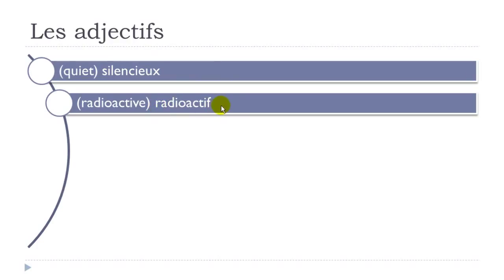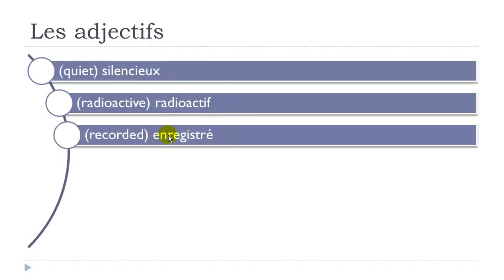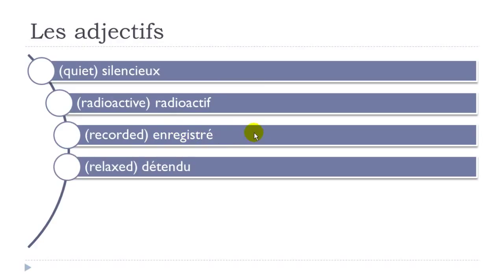Radioactif. Enregistré. Okay, so here final with the accent, so E. Okay. T-R, E accent grave, c'est accent aigu, it's très. Alright, so enregistré. Okay, but then you don't really insist on this enregistré. Enregistré. Détendu. Okay, so E-N-N. Détendu. Détendu.